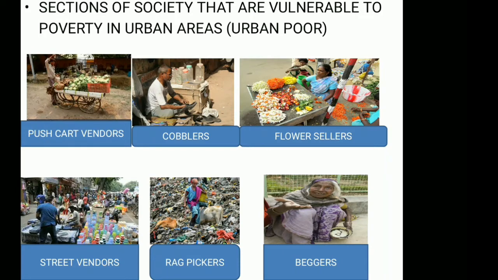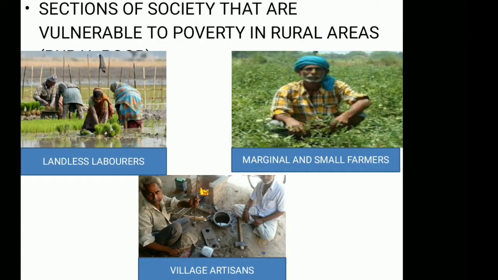The sections of society that are vulnerable to poverty in urban areas are people engaged in activities like cobblers, flower sellers, cart vendors, beggars, or street vendors. These people are mostly vulnerable in urban areas. And in rural areas, the people engaged in activities like marginal and small farmers, village artisans, and landless laborers are generally vulnerable.